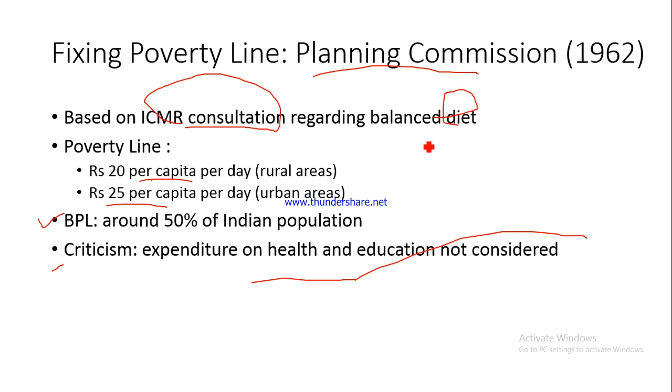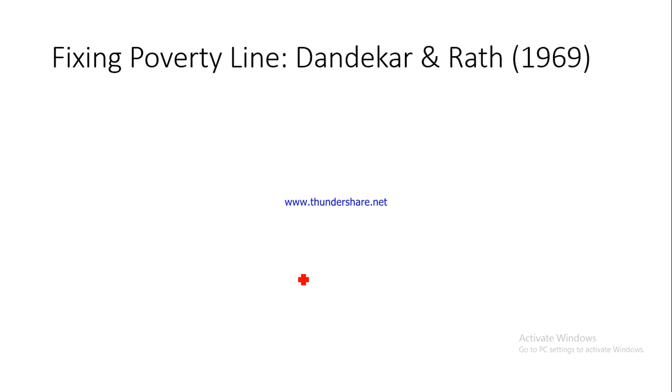It only talks about whether the person is able to arrange the balanced diet for himself or not. It does not talk about whether he is able to arrange educational facility for himself, whether he is able to access health facilities. So this was one major criticism of this particular approach by Planning Commission.